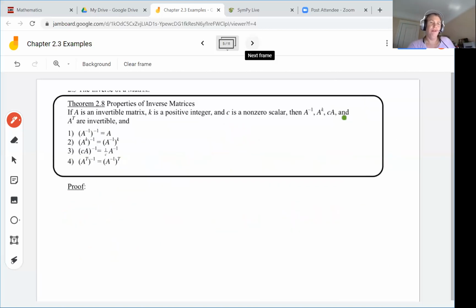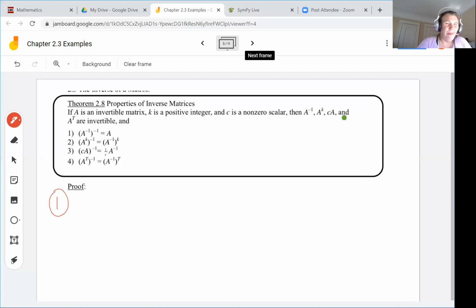All right, let's go to theorem 2.8. I'm doing this out of order because when I prove theorem 2.8, I'm going to use in part 2 that result that we just found in 2.9. So in our proof, let's first prove the first property here. In all these properties, we're supposing A is an invertible matrix, k is a positive integer, and c is some non-zero scalar, which is just another way of saying constant. So we are going to show then that A inverse, A to the k, c times A, and A transpose are invertible, and all of these properties hold.